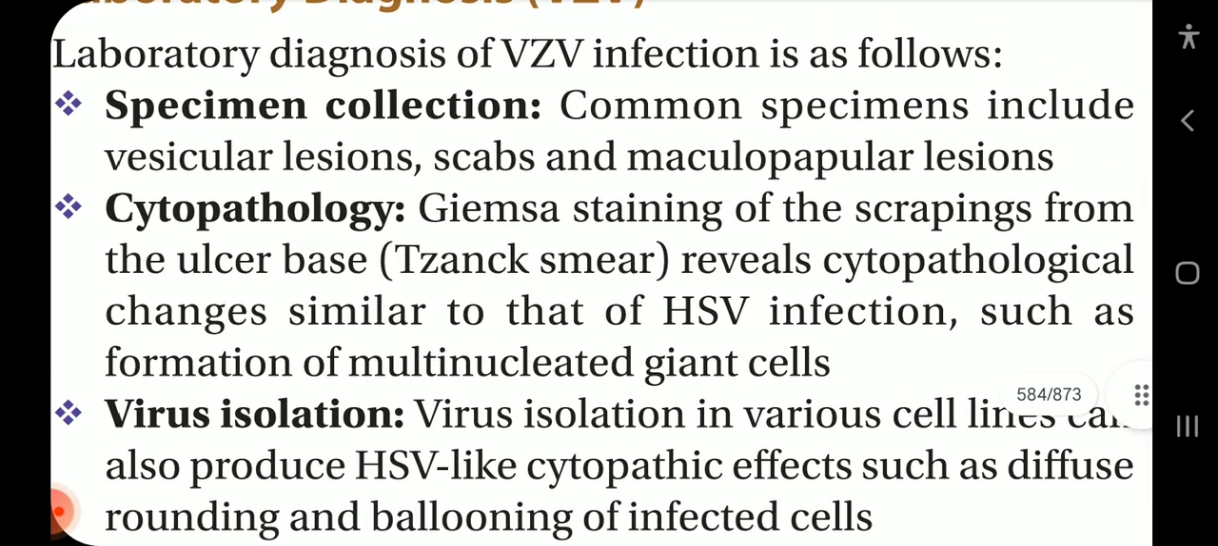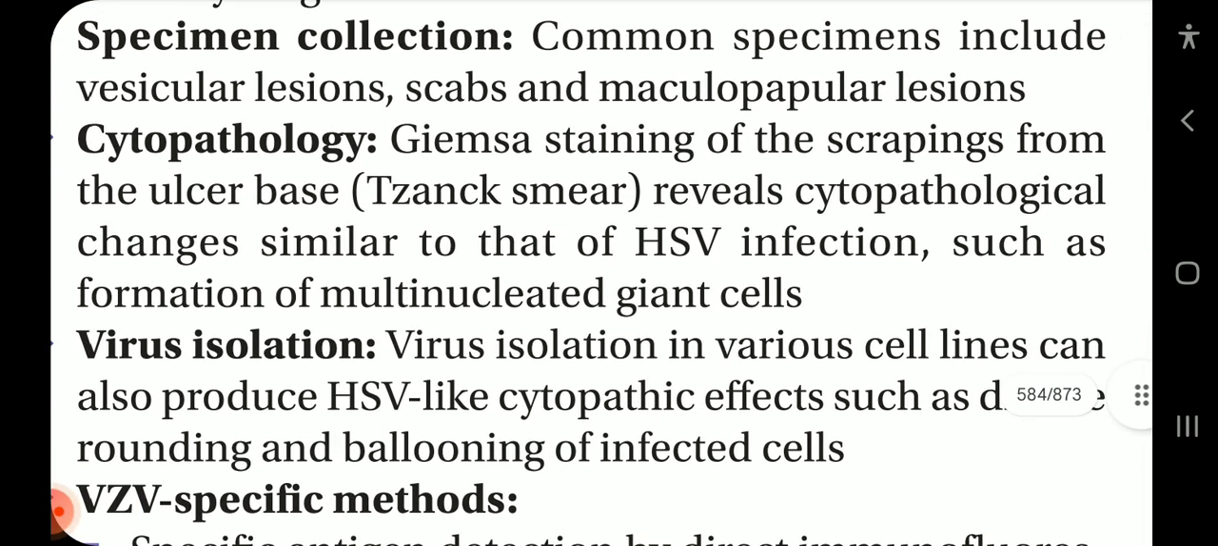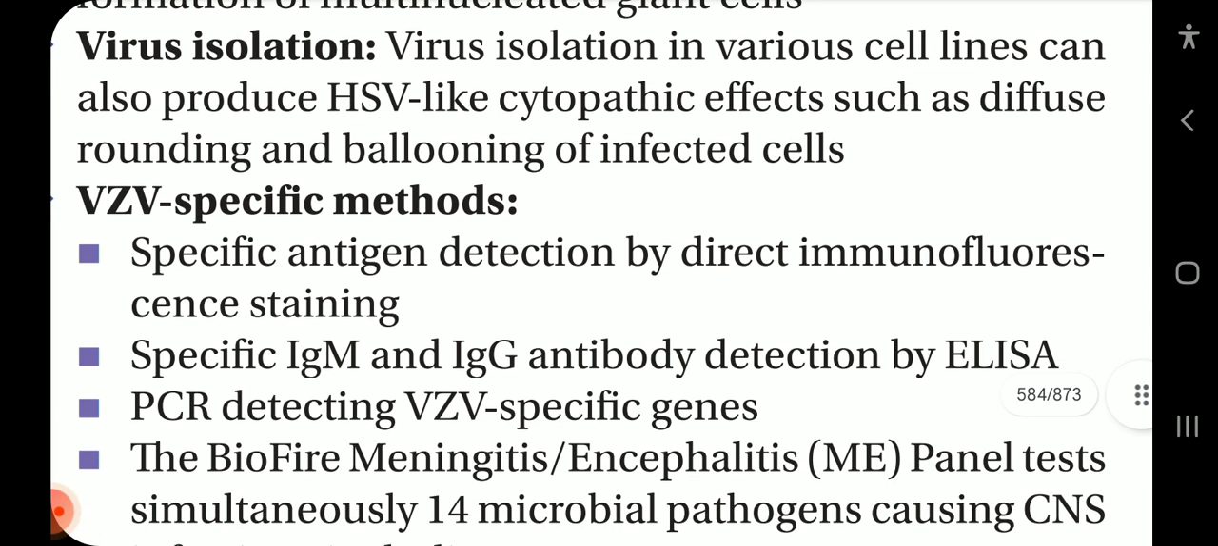Lab diagnosis of VZV. Lab diagnosis of VZV infection is as follows. Specimen collection. Common specimens include vesicular lesions, scabs, and maculopapular lesions. Cytopathology. Giemsa staining of the scrapings from the ulcer base. Tzanck smear reveals cytopathological changes similar to that of HSV infection, such as formation of multinucleated giant cells. Virus isolation in various cell lines can also produce HSV-like cytopathic effects, such as diffuse rounding and ballooning of the infected cells.